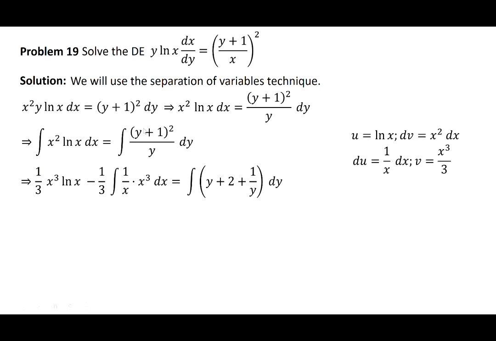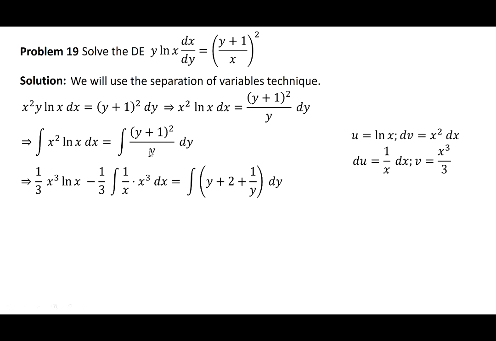On the right-hand side, the top, just FOIL that out. Or if you recall, the way I would typically do it is I know the identity (a + b) squared is a squared plus 2ab plus b squared. So this becomes y squared plus 2 times y times 1, which is 2y, plus 1 squared, or 1.